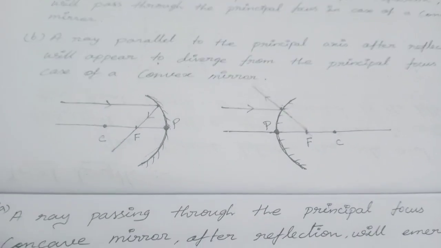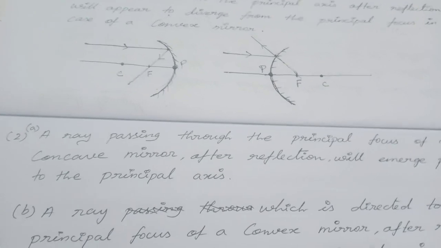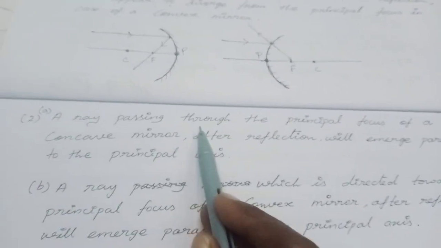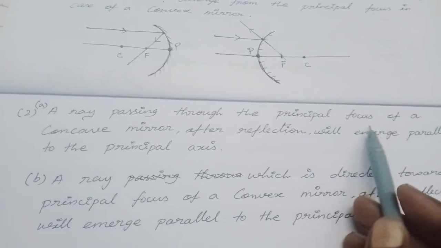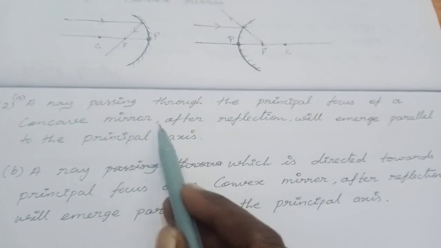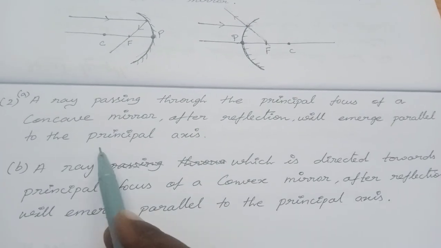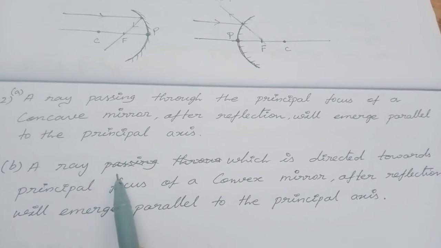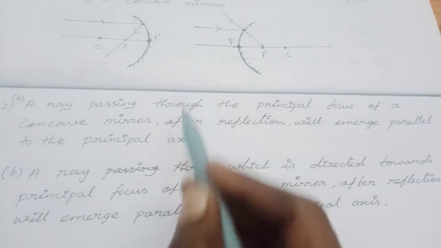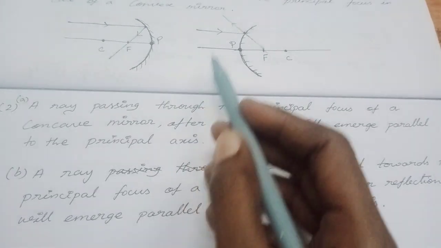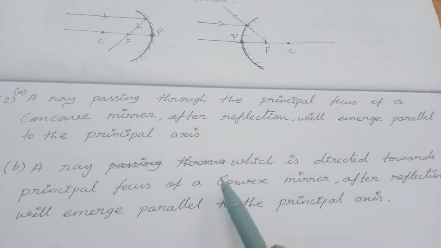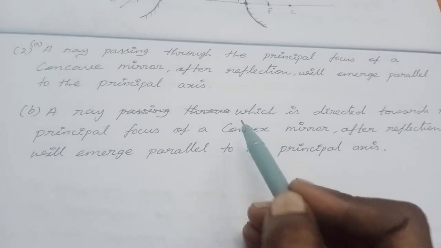Okay, moving on to the next point. A ray which is passing through the principal focus of a concave mirror, after reflection will emerge parallel to the principal axis, right? So this is quite the opposite of the first point. Now we will draw the diagram.